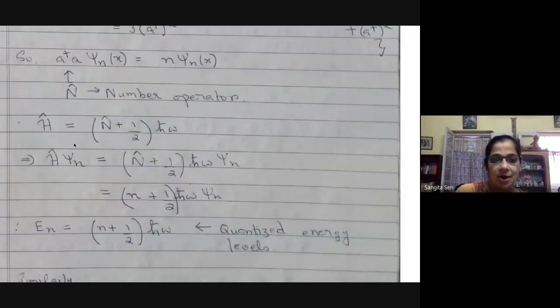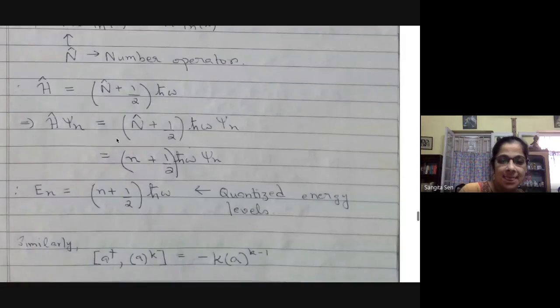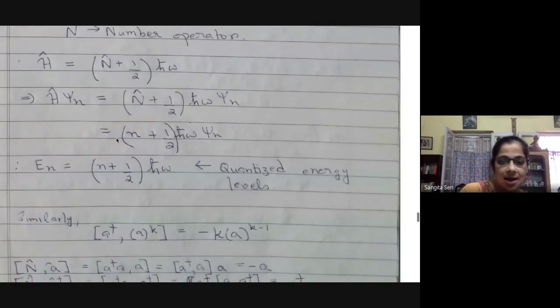And if you remember, our Hamiltonian was H is equal to A dagger A plus half H cross omega. So I can simply write that A dagger A as the number operator n. And the energy was written as n plus half H cross omega. So the eigenvalue of the Hamiltonian can also be written then in terms of small n plus half H cross omega psi n.